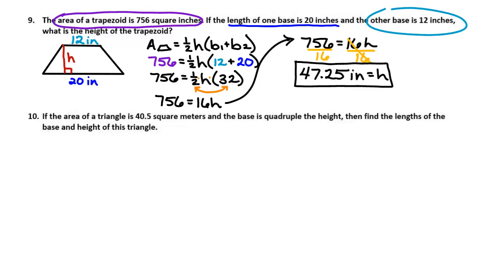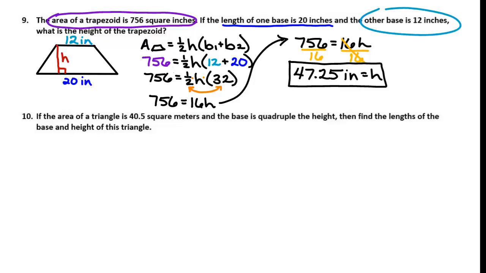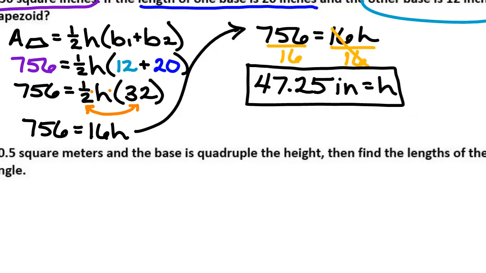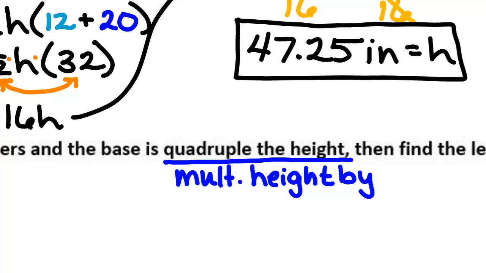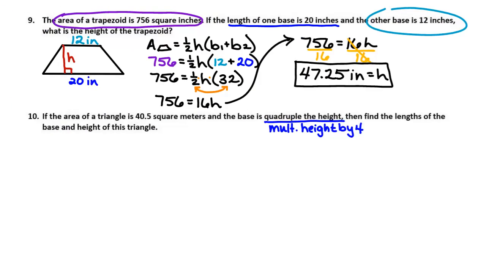All right, very last one. If the area of a triangle is 40.5 square meters and the base is quadruple the height, then find the lengths of the base and height of this triangle. So my first question is, do you guys know what quadruple means? Yes. This means to multiply the height by 4. So I'm going to draw my triangle.